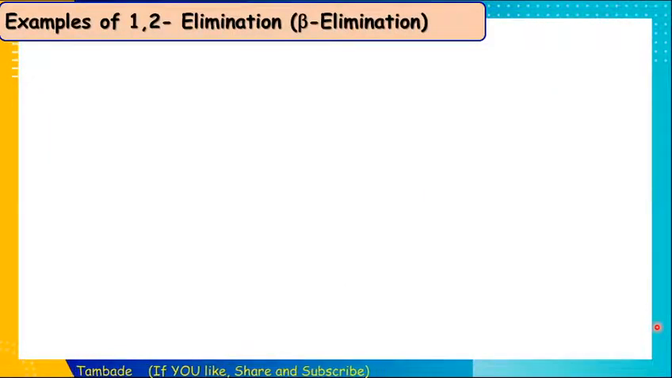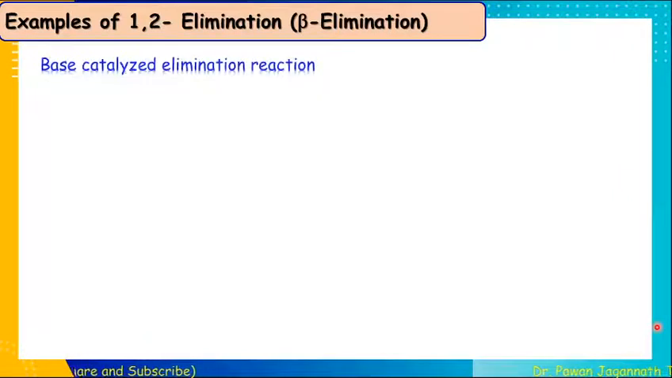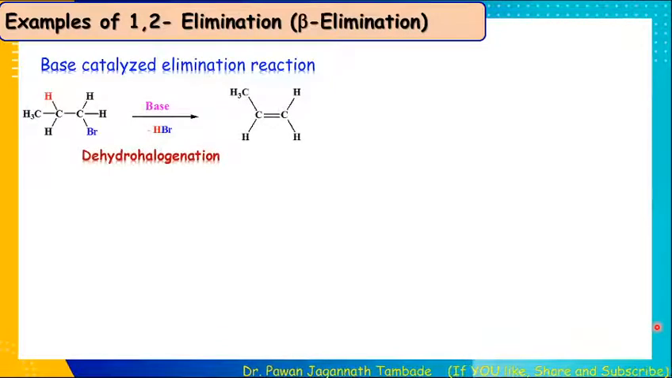Now we will see certain examples of these 1,2 elimination or beta elimination reaction. In general, we can encounter some reaction which are either base catalyzed. For base catalyzed elimination reaction, this is one of the example. In this case, there is a dehydrohalogenation. Here, dehydrobromination will occur, that is HBr is removed from the molecule.